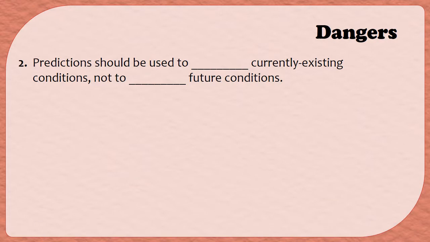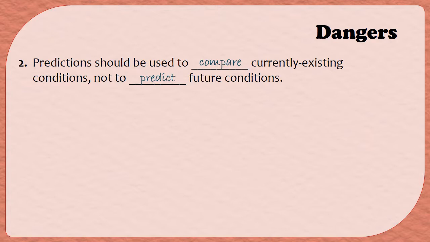Okay, so let's look at a second way that this line might be misused or how it should be used. So predictions should be used to compare currently existing conditions, not to predict future conditions.